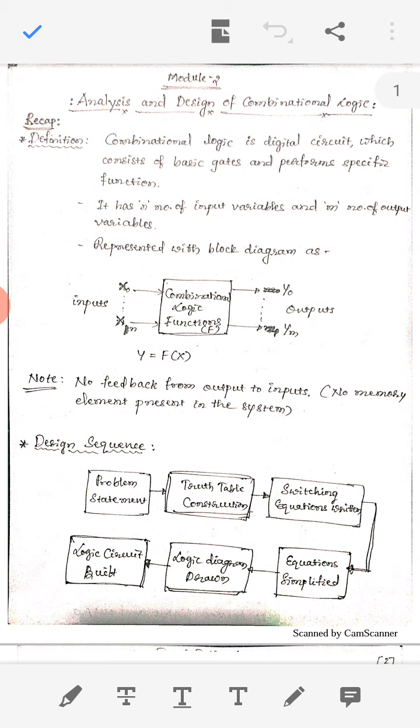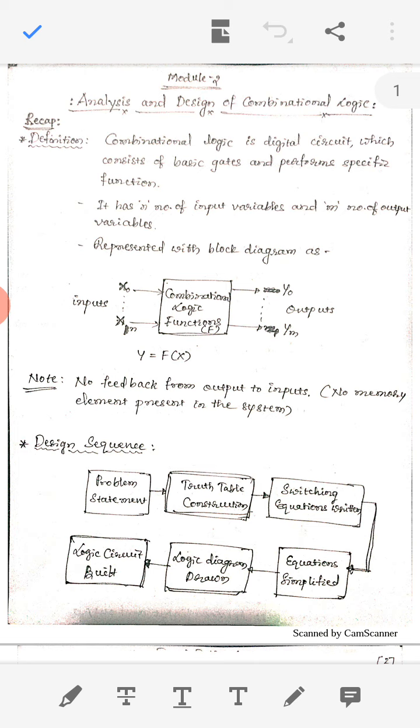Analog is a signal which varies continuously with time, but digital works in discrete times. At particular times we get the values, not continuously. So the values are accurate and easy, and the design is much better than analog systems. Now in digital systems we have two main categories: one is combinational logic, the other is sequential logic. Now we are dealing with the combinational.